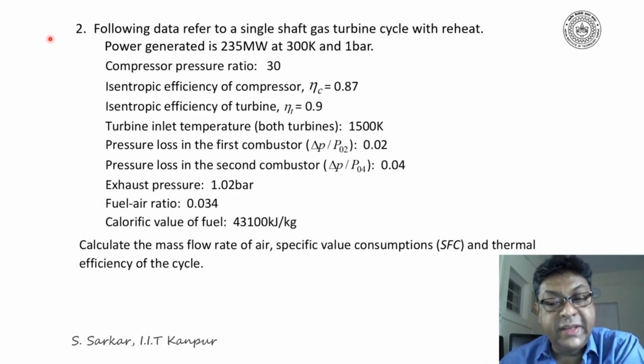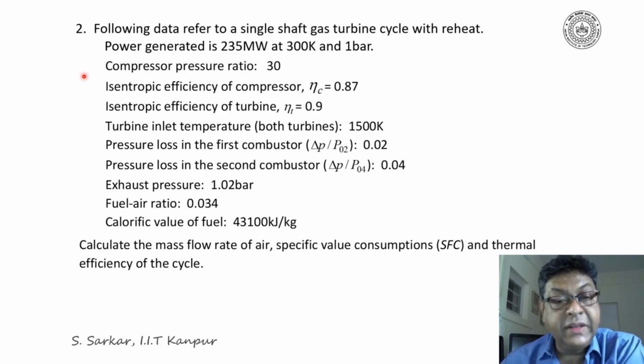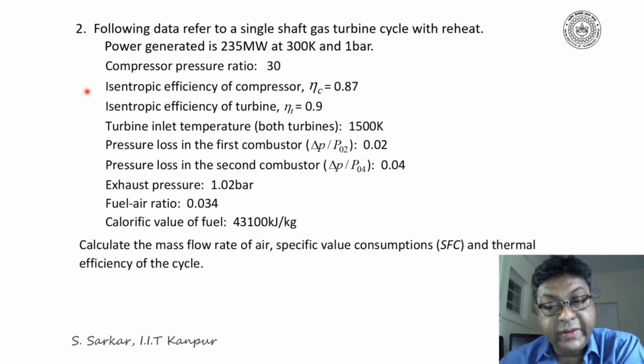I'll now solve the second problem on a reheat cycle. The statement of the problem is the following. The data refers to a single shaft gas turbine cycle with reheat. The power generated is 235 megawatt at 300 K and 1 bar. Compressor pressure ratio is given as 30. Isentropic efficiency of compressor eta C equal to 0.87.